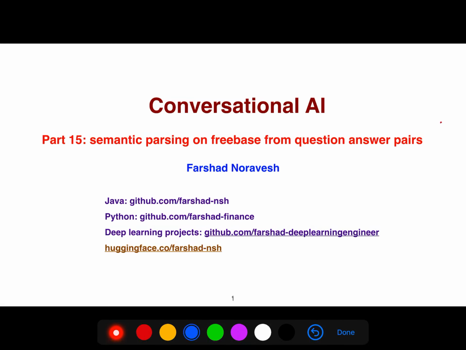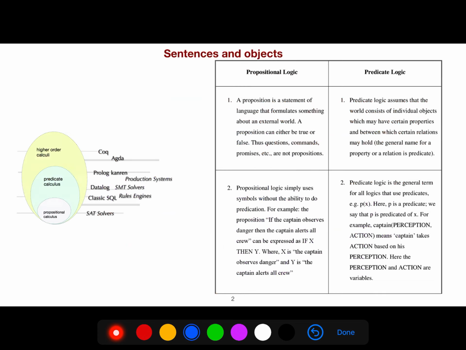All right, so as I promised, I want to talk about this article, Semantic Parsing on Freebase. Freebase, I think 15K, for example, the smallest one, from question answer pairs.